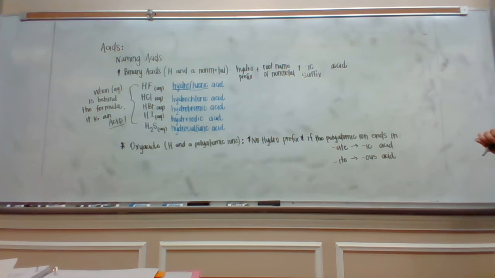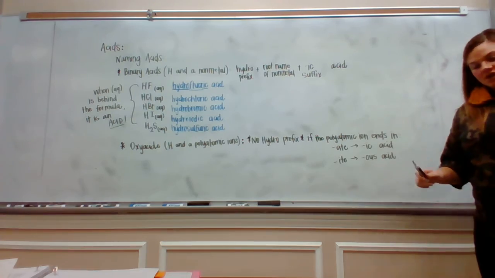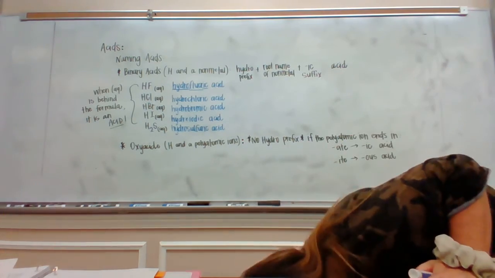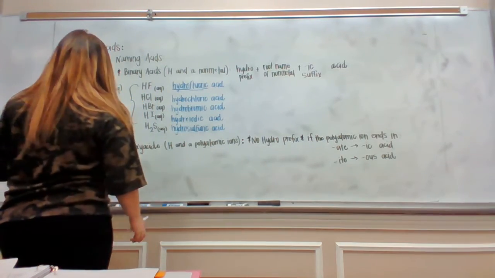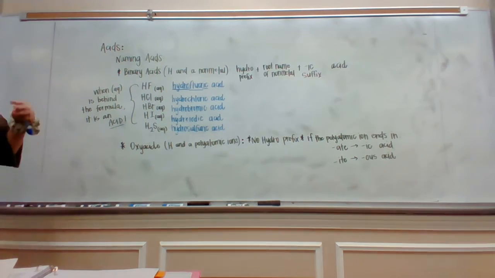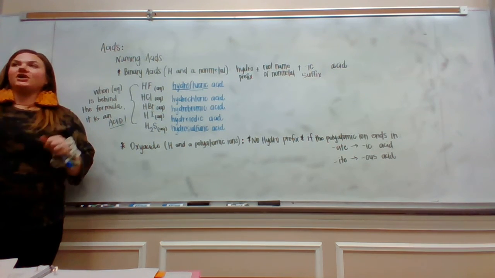Instead, what you do is you change the ending of your polyatomic ion's name. So if it's sulfate, for example, that ends in ATE. I change that to IC and add the word acid. So instead of sulfate, it becomes sulfuric acid. No hydro. So sulfuric acid, hydrosulfuric acid, two very different acids.